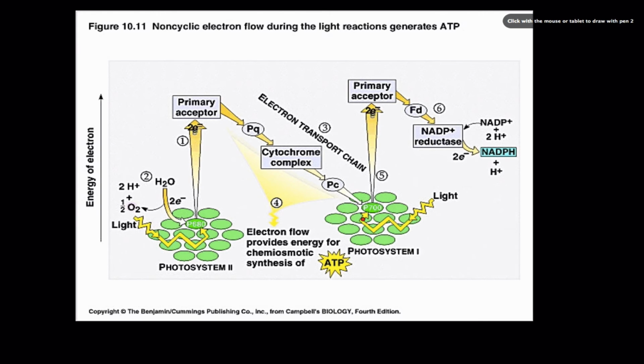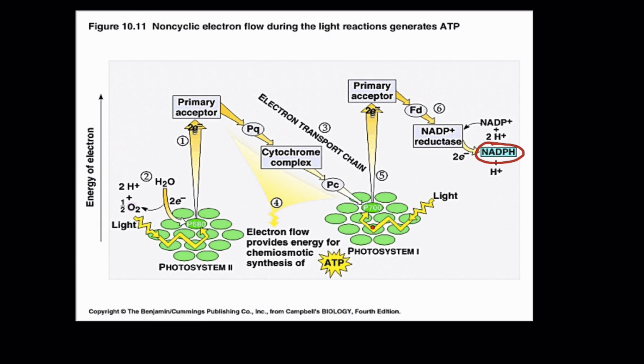They bounce all around in the photosystem here, and they finally get bounced to a high enough energy level where they can be captured by a primary acceptor. Then they pass through an electron transport chain, falling downhill, and finally giving their energy up enough to reduce NADP+ to NADPH. So the product of photosystem 1 is NADPH.